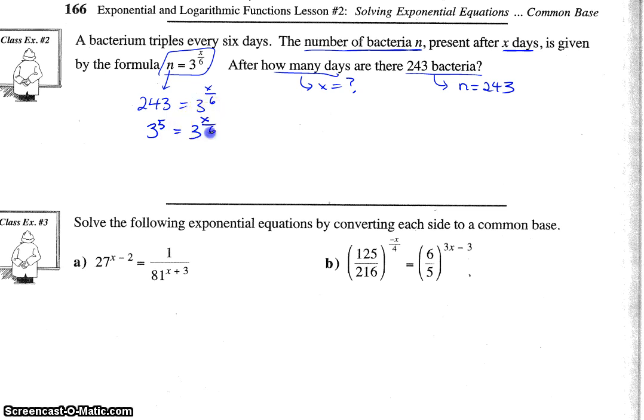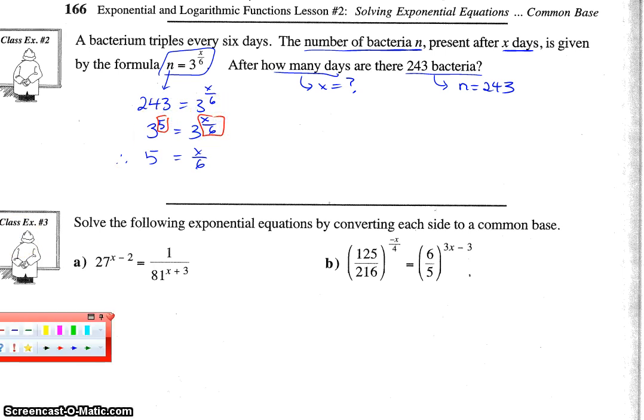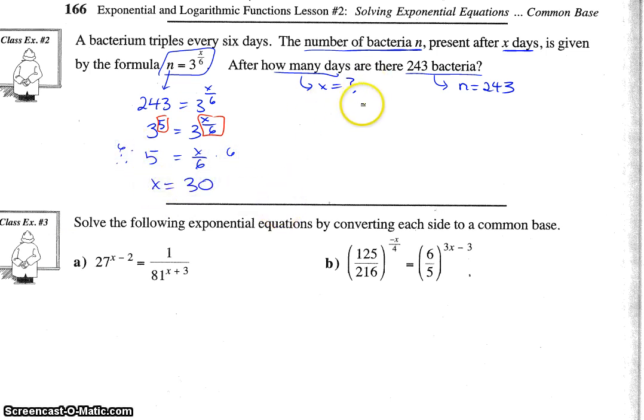So we changed 243 to 3 to the 5, not changing the equation, just writing it in a different way. Now we have one power equals another power. The bases are the same, so therefore the exponents would equal each other. 5 equals x over 6. In that step, we're just simply making the exponents equal to each other. Now to solve for x, we're going to multiply both sides by 6, and we would get x equals 30.